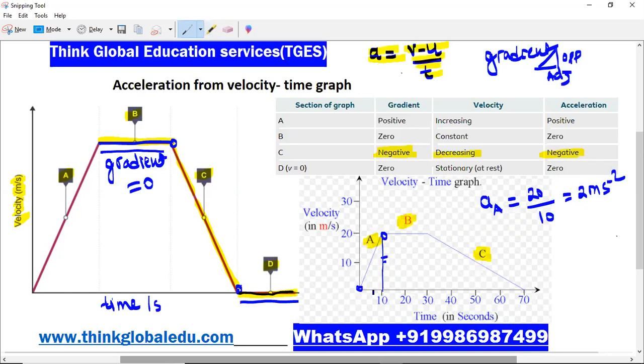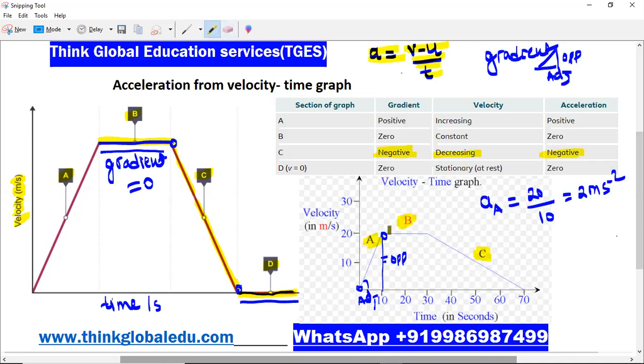We can also find it in this way. If we find the gradient of the line, then gradient is opposite divided by adjacent. So the opposite side is 20 and adjacent is 10. So 20 divided by 10 is the acceleration.